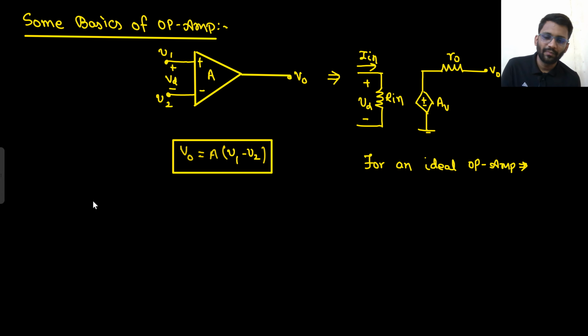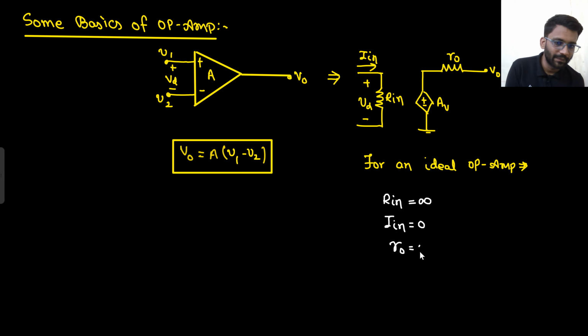So for an ideal op-amp, Rin is infinity. I told you, you need as high impedance as you can get. So Rin should be infinity. If Rin is infinity, then tell me what will be the input current? If Rin is infinity, there is zero current flowing, so I in would be 0. This is the case for an ideal op-amp. What I told you about R naught: it should be as low as possible so that maximum voltage reaches the output. So R naught should be 0.